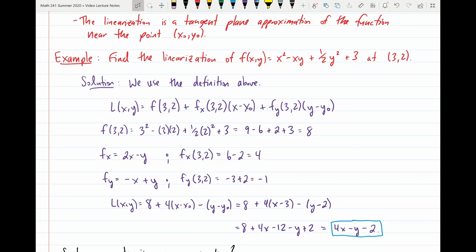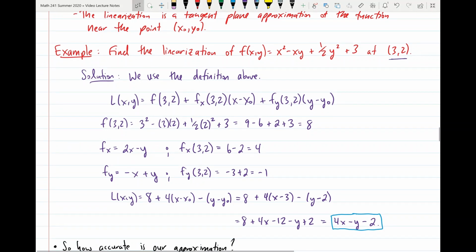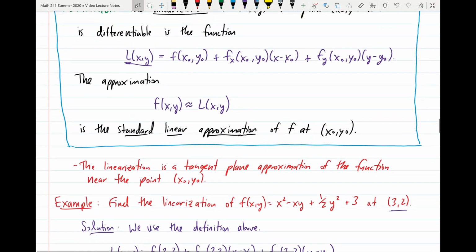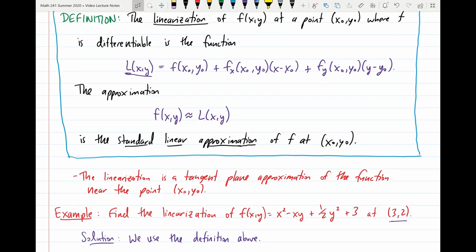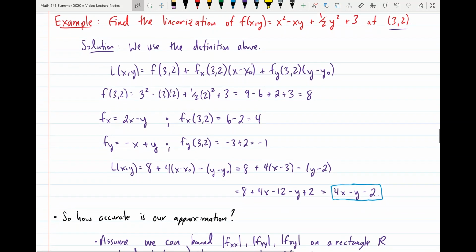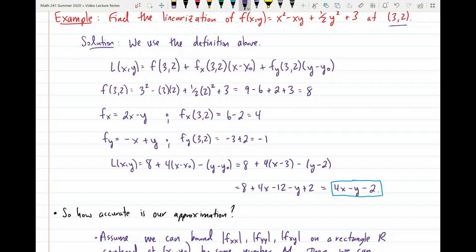So L of x, y is equal to f at our point (3, 2), because this is (x0, y0), plus partial x at (3, 2) times (x minus x0), plus partial y at (3, 2) times (y minus y0). Again, this is just using the definition of this linearization function that we gave above. And now we just need to find the appropriate values of these different expressions.